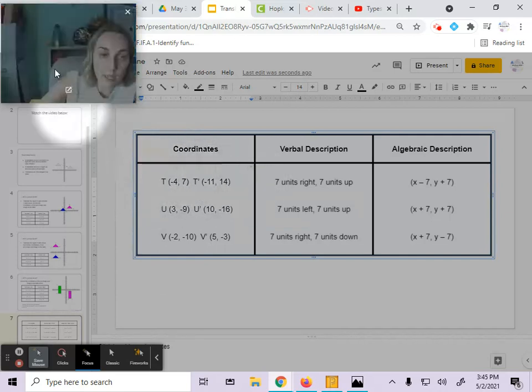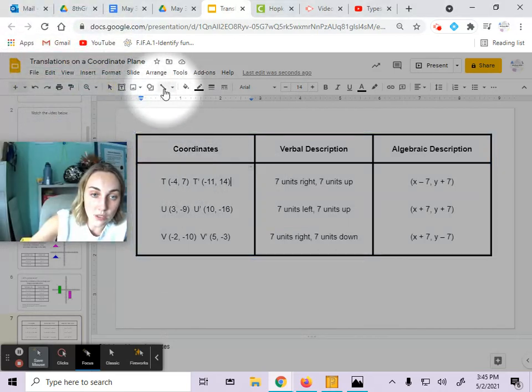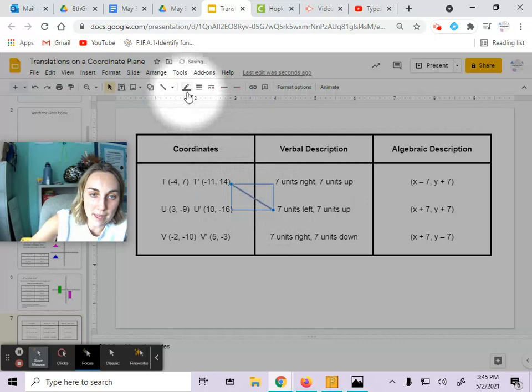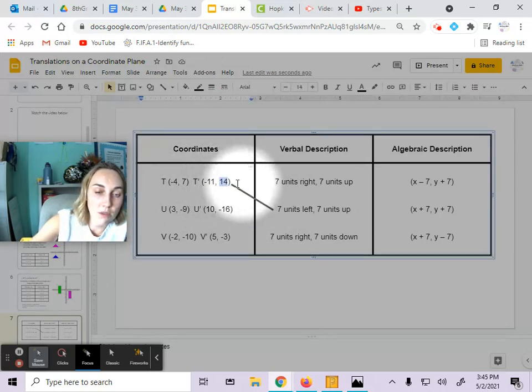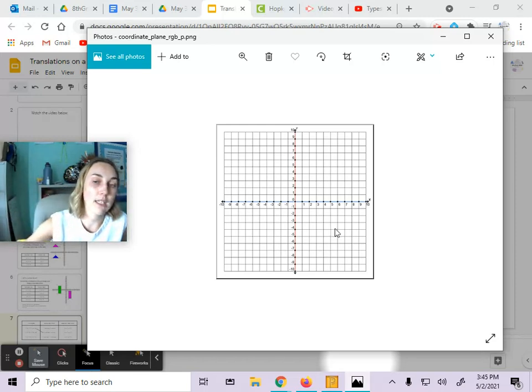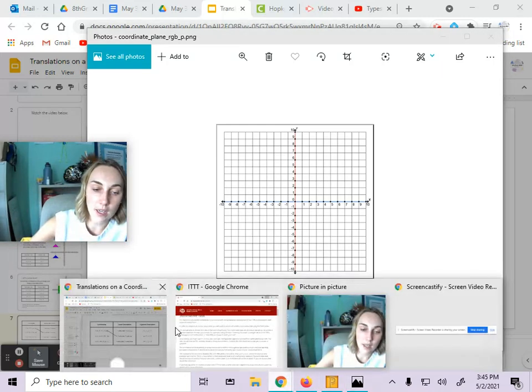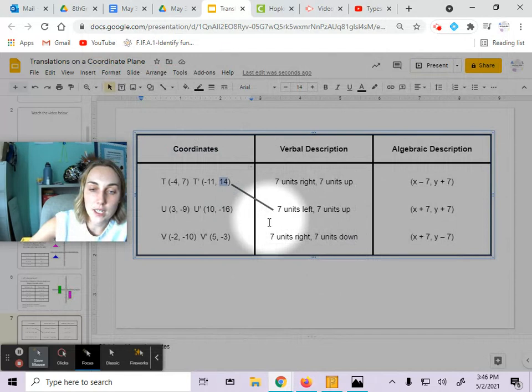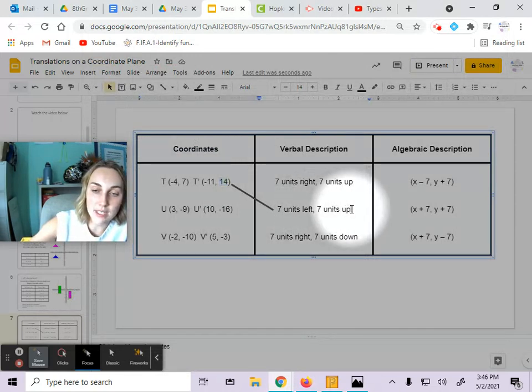So this coordinate right here would go with, and you're going to create a line from here to here, all right? So that matches up with this one. We moved 7 units to the left from our x-axis, and on our y-axis, we moved 7 units up. Okay, so I'm going to give y'all this coordinate plane if y'all want it. I'll post it in Google Classroom too, so you can refer back to it if you need help with seeing it.